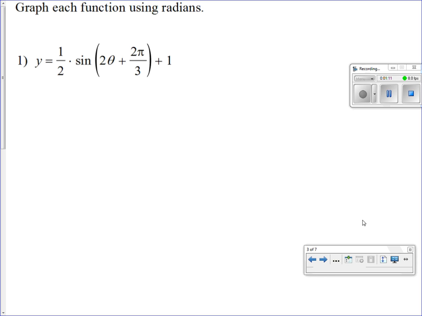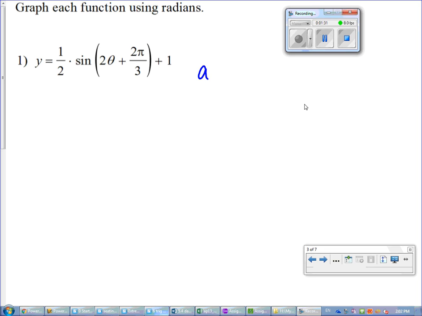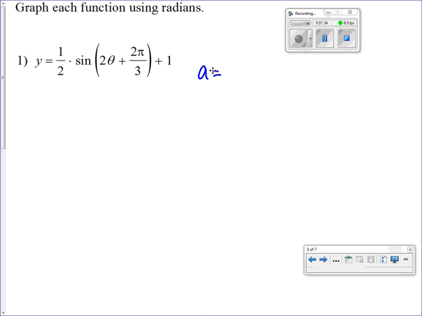Okay, so the first function we're going to graph, y equals 1/2 sine 2 theta plus 2 pi over 3 plus 1. So we want to first identify our a, b, c, and d variables. So a is the coefficient of our function, sine or cosine. So in this case, it is 1/2. B is the coefficient of your angle, whether it's theta, x, alpha, beta, whatever letter. So that is 2.